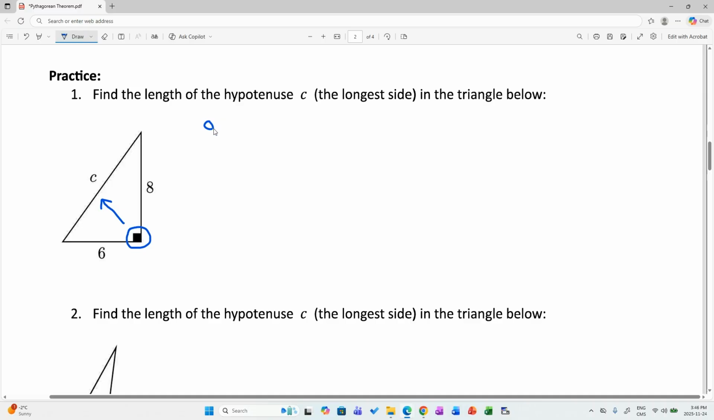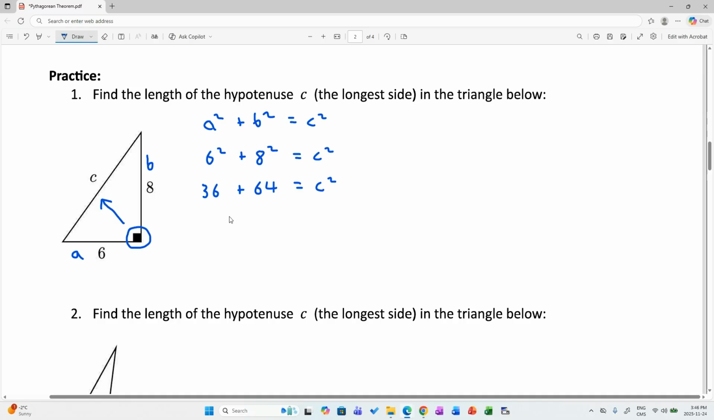So if I had my formula of A squared plus B squared equals C squared, I simply just want to name either 8 or 6, A or B. In this case, it doesn't matter. I'm just going to say 6 is A and 8 is B. So in this case, A squared would just be 6 squared, B squared would just be 8 squared, and they equal C squared. Now, 6 squared is just 6 times itself, so 6 times 6 is 36. 8 squared is just 8 times itself, so 8 times 8 is 64. So I got 36 plus 64 equals C squared.